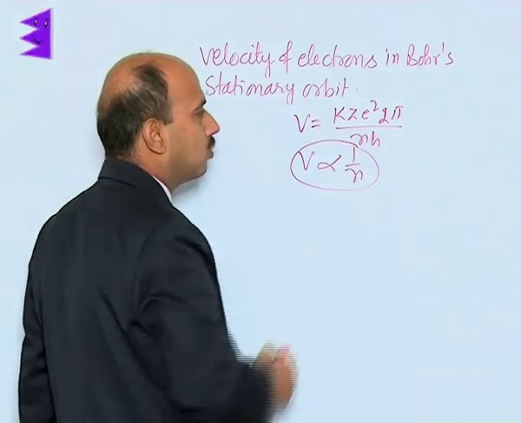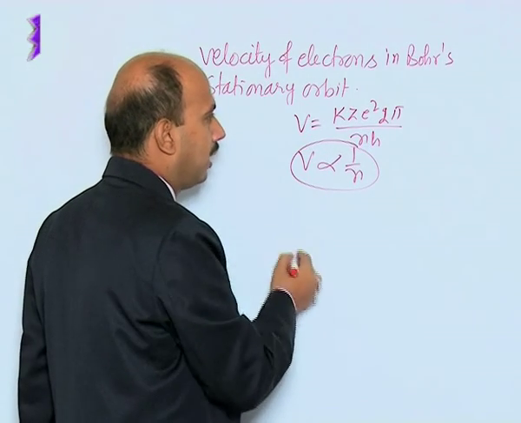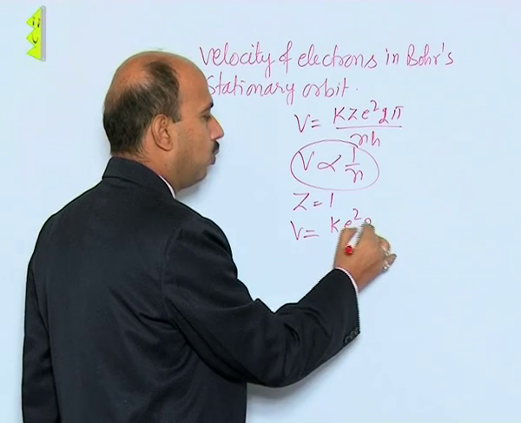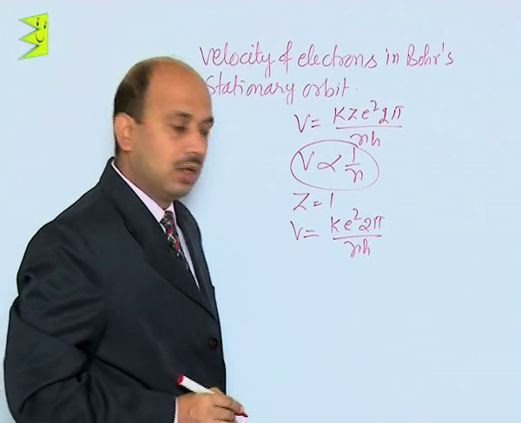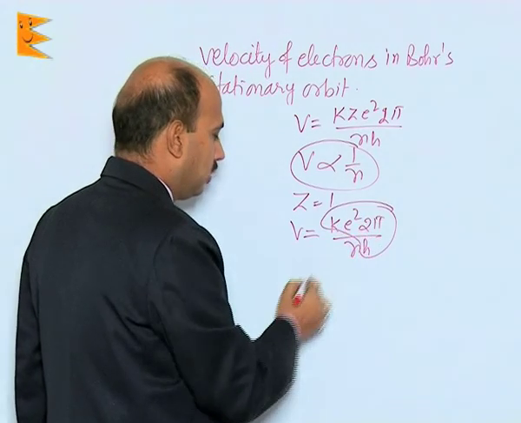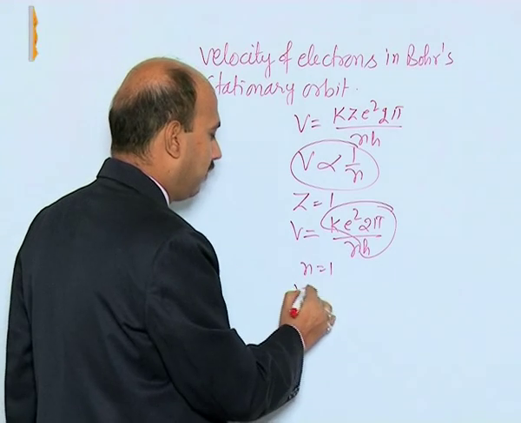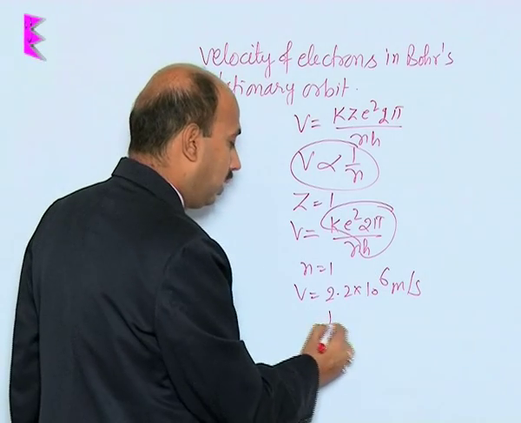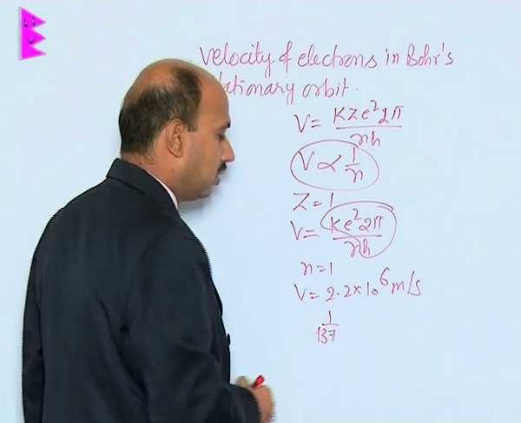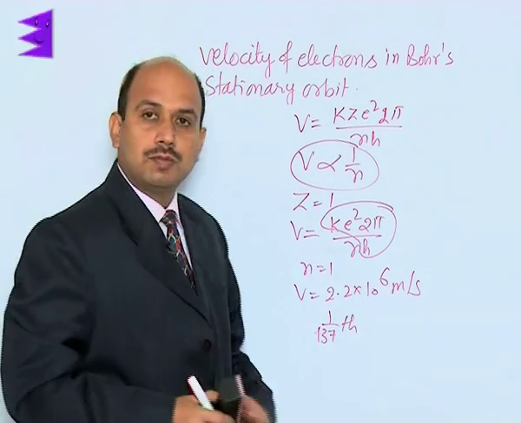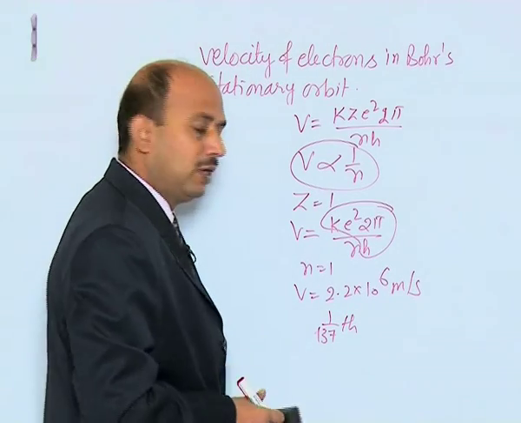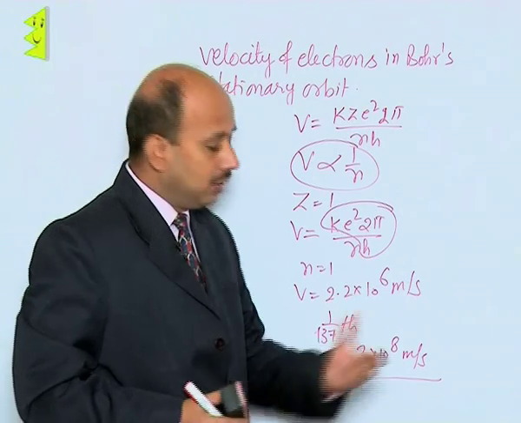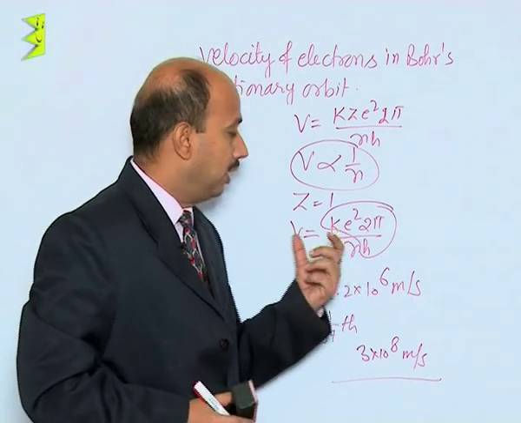If you put the value of all these constants, for a hydrogen atom z is equal to 1, so v is equal to ke square 2 pi upon nh for hydrogen atom. Now here everything is constant. So if you take n is equal to 1, then you will get v is equal to 2.2 into 10 raised to power 6 meter per second. This is actually 1/137th of the velocity of light in vacuum, because the speed of light in vacuum is 3 into 10 raised to power 8 meter per second. So this is the expression for the velocity of the electrons in orbit in the hydrogen atom.